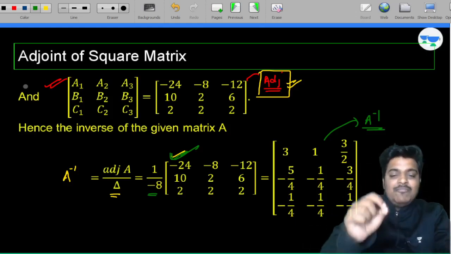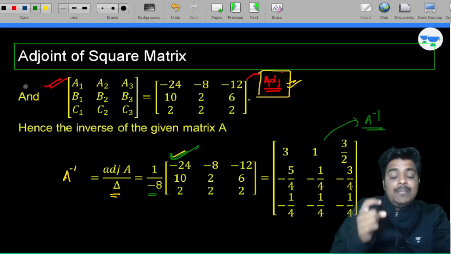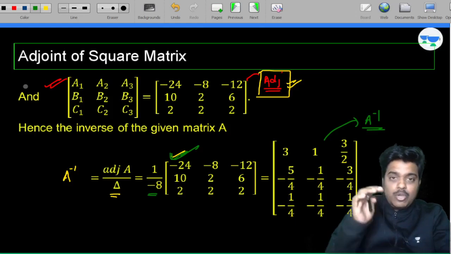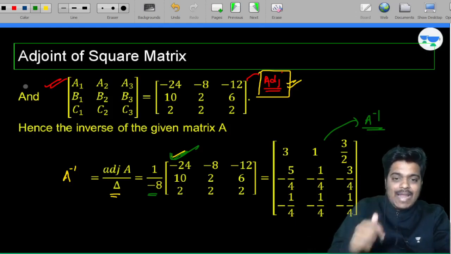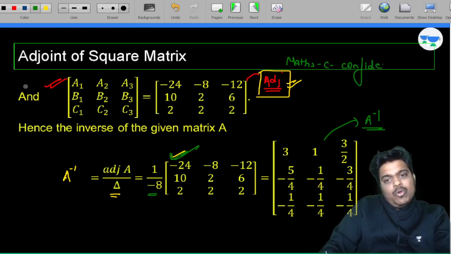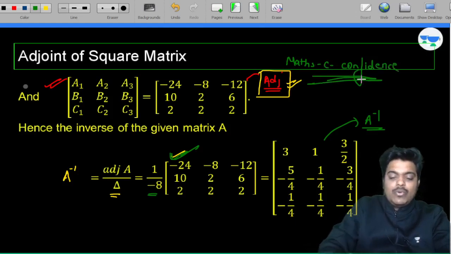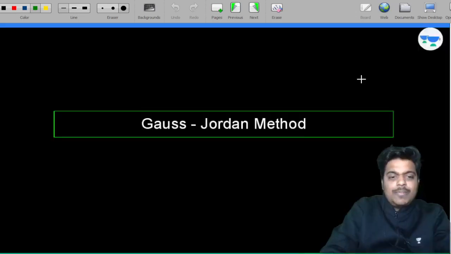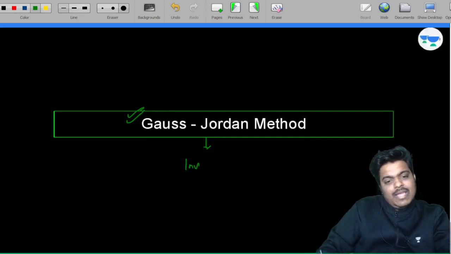And believe me, these lectures are going to help you with conceptual clarity. If you have any doubt, you can post in the comment section below, or you can also reach out to me on my Telegram channel, Maths A Confidence. I'll upload all these slides over there only. So the next topic we are going to discuss is the Gauss-Jordan method for calculating the inverse.